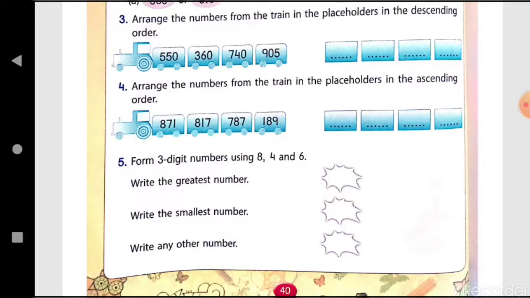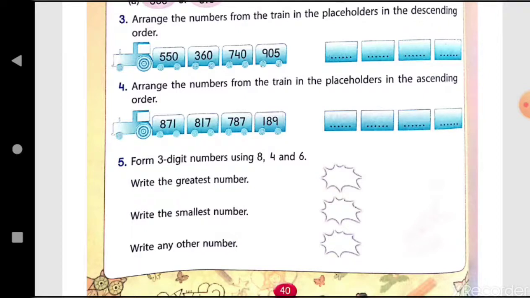Here the digits are given individually, so there is comma in between. But when we write the number, we do not put comma in between because we are not writing the individual digits. We are not arranging the individual digits in descending order. We are using the digits to write the greatest number or to write the smallest number. So the greatest number would be 846.